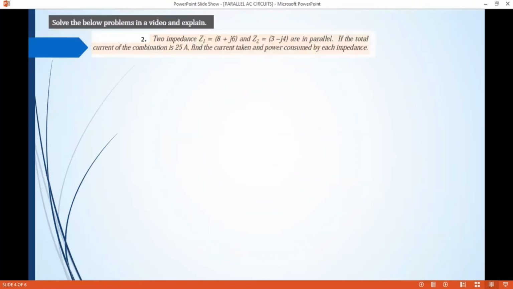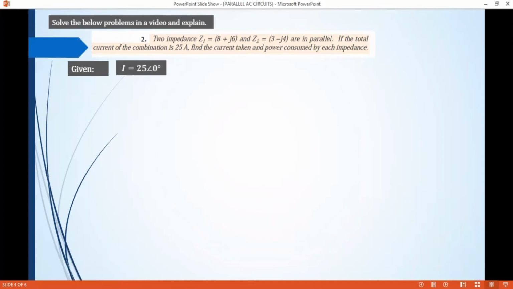So proceed to the next problem. We have here two impedances, Z1 is equal to 8 plus j6, and Z2 is 3 minus j4, in parallel. If the total current of the combination is 25 amperes, find the current taken and power consumed by each impedance. So the given, same process.